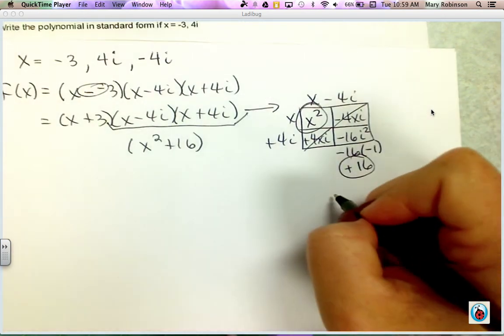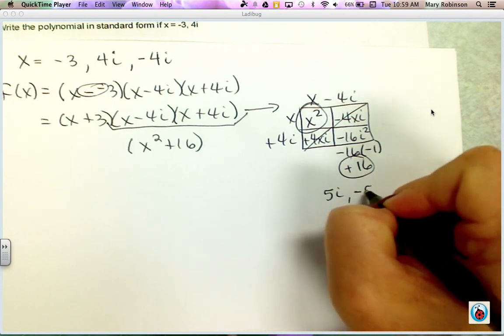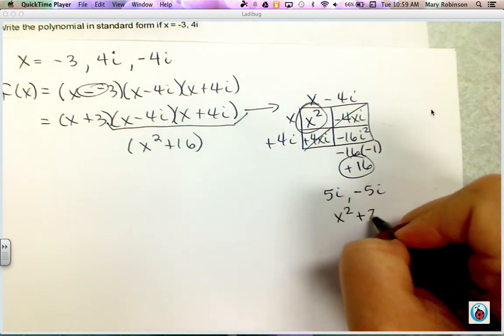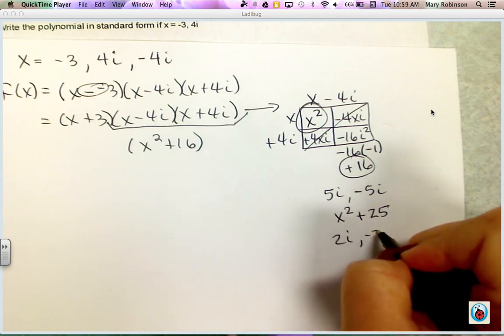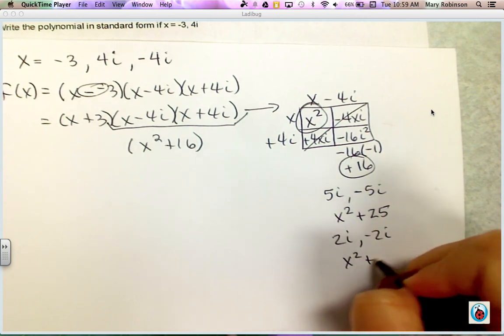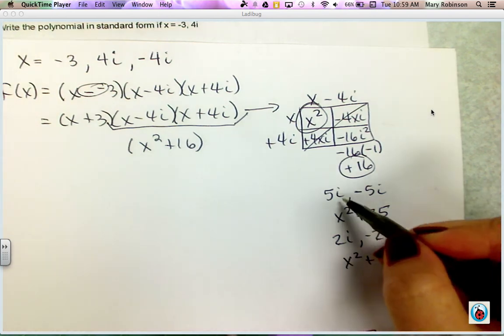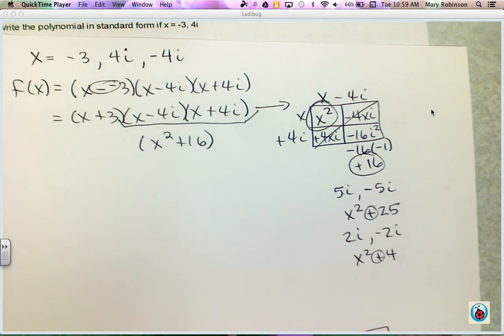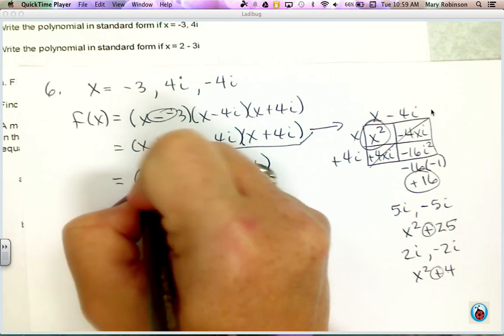Similar to that, if I gave you, say, 5i, you would need to know -5i is its conjugate, and therefore when we multiplied it out, we would get x squared plus 25. If I gave you 2i and -2i, we would get x squared plus 4. So hopefully you see that 2 times 2 is 4, 5 times 5 is 25, and that we always will get a sum. Okay? Because of that, we don't have i in our polynomial anymore.